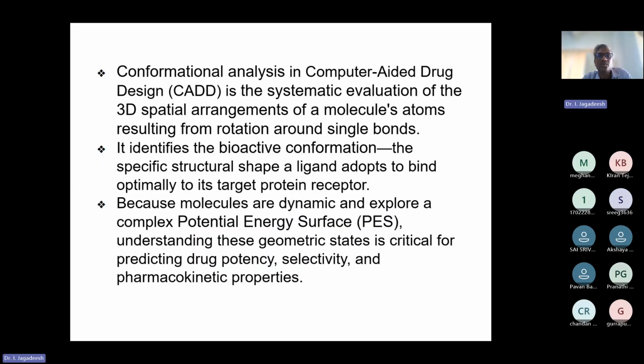We have seen that conformational analysis is a part of computer-aided drug design. We are doing a systematic evaluation of the 3D spatial arrangement of a molecule's atoms, that is ligand atoms, resulting from the rotation around a single bond. So we are rotating around a single bond and keep on finding the local minima and global minima.